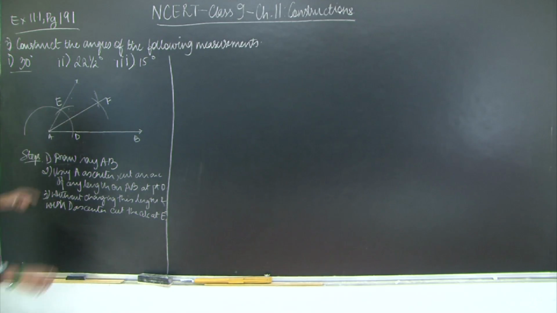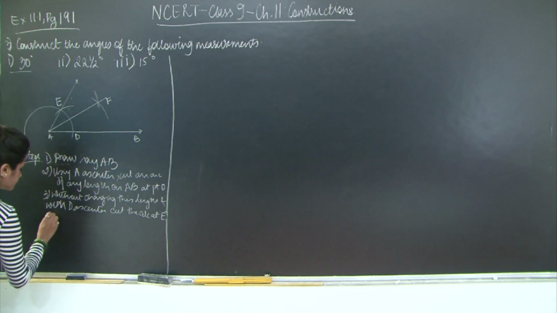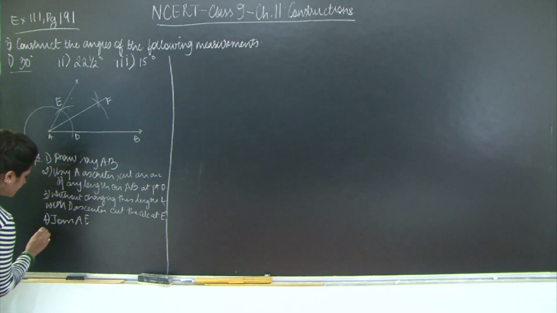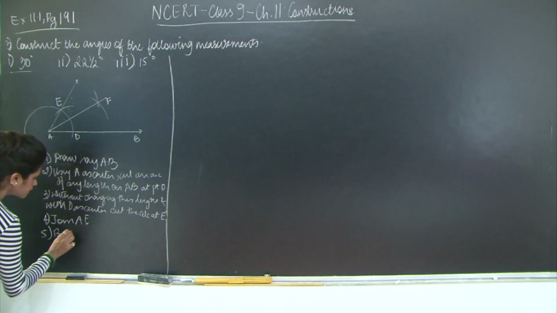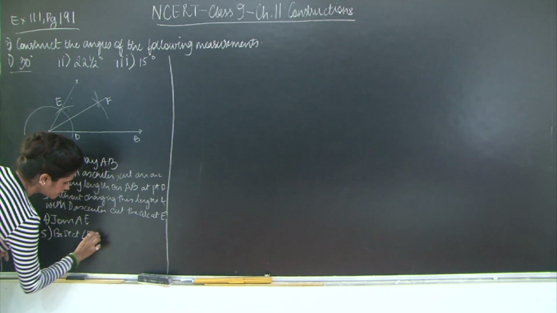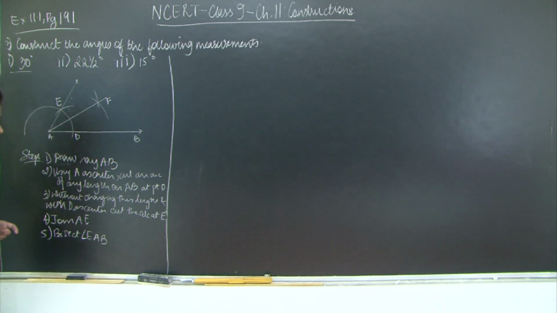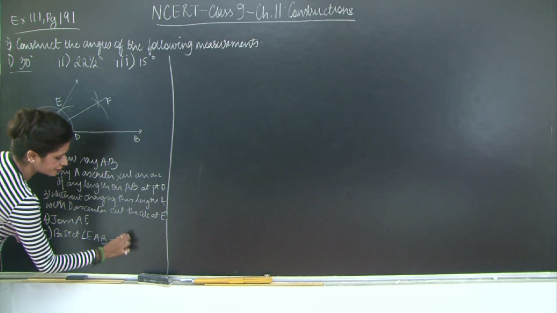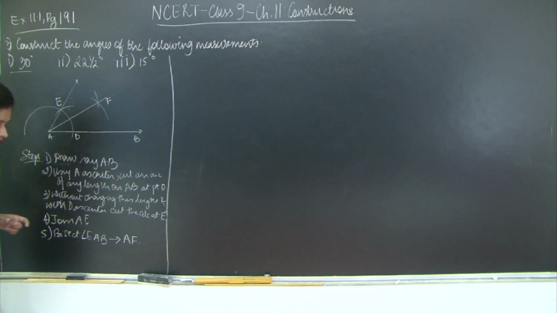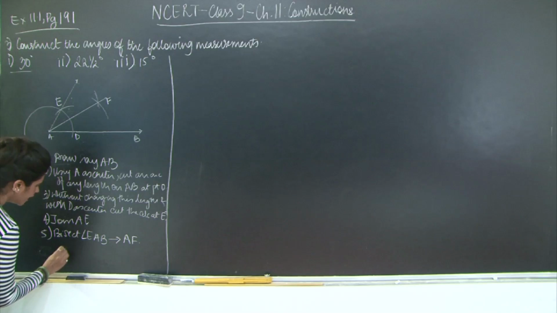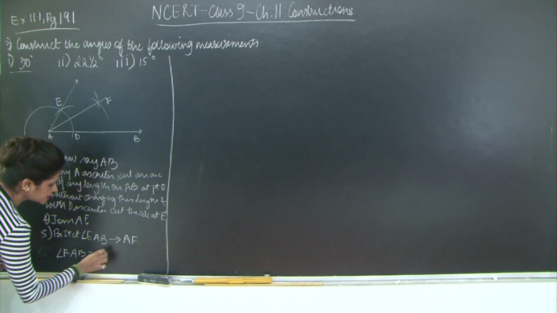Right? Then join AE and bisect angle EAB. The bisector will be what? AF. So you get your angle FAB is equal to 30 degrees.